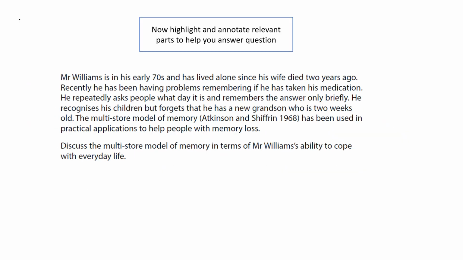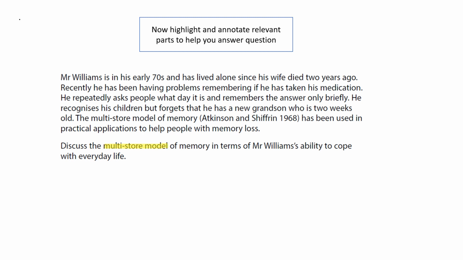I can't stress this enough. The first thing you should do in discuss or even those explain questions is make sure you go through and pick out the key parts of the context that you're going to use in your answer. First of all, identify the model or theory that they want you to apply. And we can see that the model or theory they want us to apply is down here. It's the multi-store model.